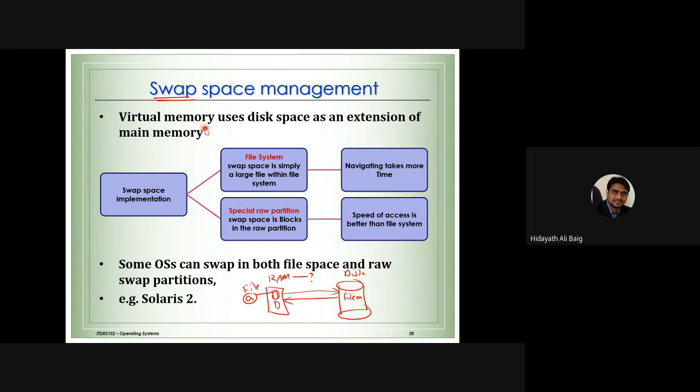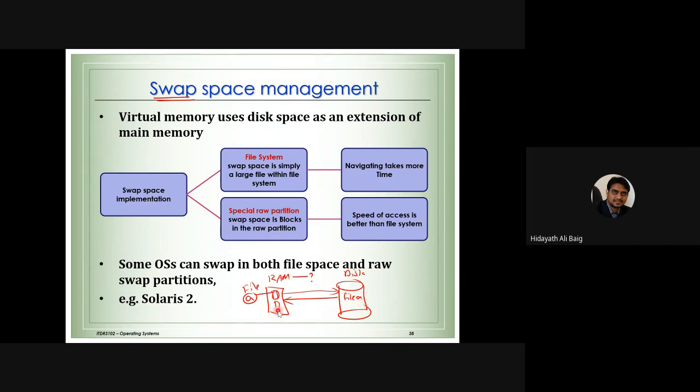We talked about this in lecture number 8. Virtual memory uses the disk space as an extension of main memory. So I told you, when the RAM becomes full, the hard disk becomes the extension of the RAM. It has to take the data and put it onto the hard disk. Whenever the program needs the data back again, we need to bring the data back from the hard disk.